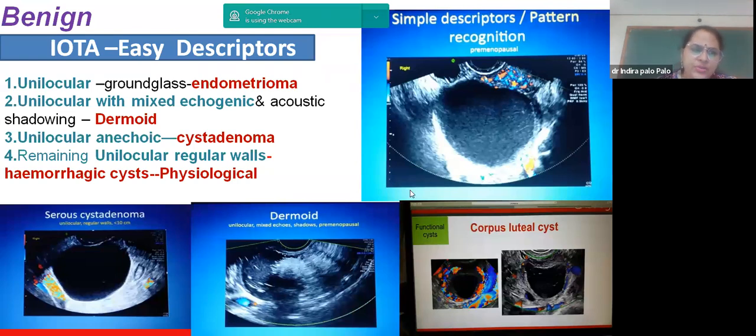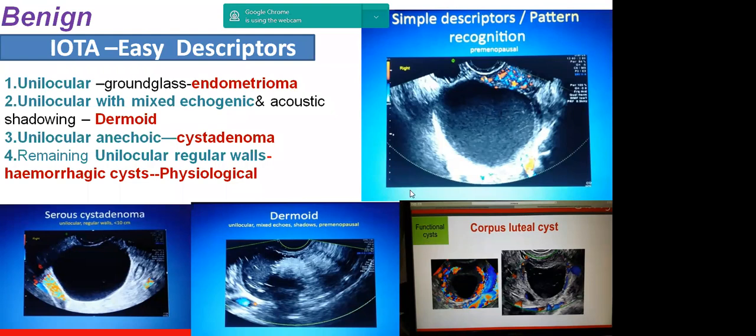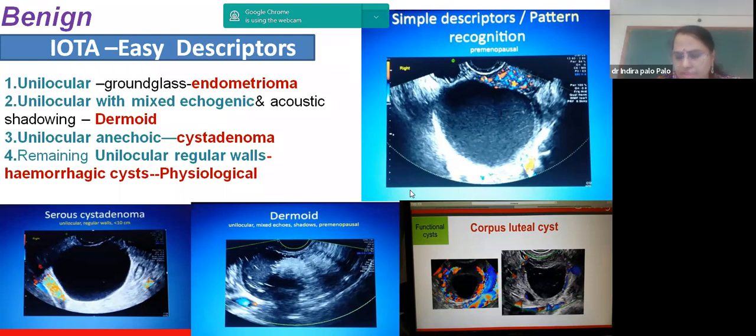If you find only a unilocular cyst and the content is anechoic, then it is a serous cystadenoma. A remaining unilocular cyst with a regular wall may be a hemorrhagic cyst, maybe a corpus luteum, that is a physiological cyst. So these are the four IOTA easy descriptors which you can diagnose once you see the mass. At once you can diagnose.